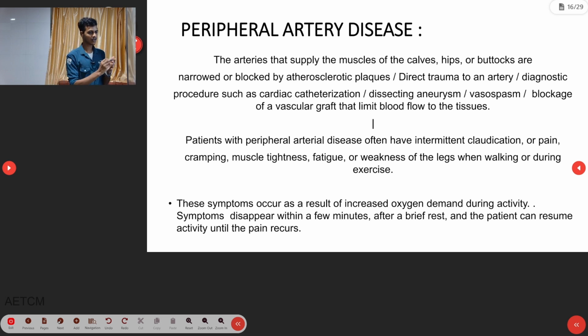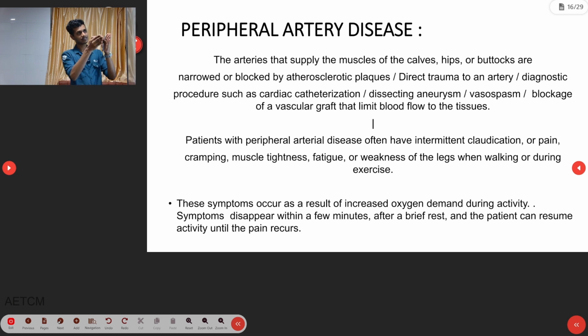So in a normal case, while exercising or walking, your muscle needs a greater amount of ATP. To produce ATP, you need oxygen. So oxygen supply is needed, which means you need good peripheral vasculature, a good perfusion.